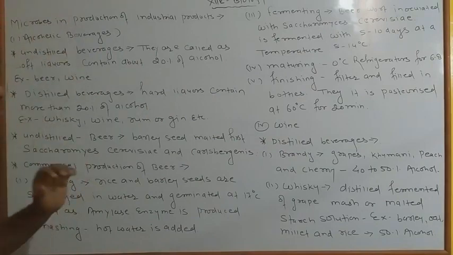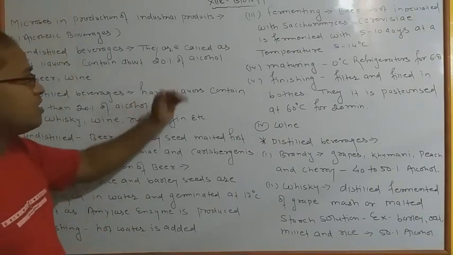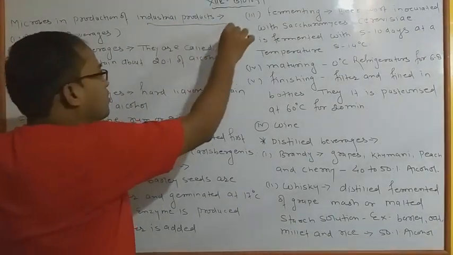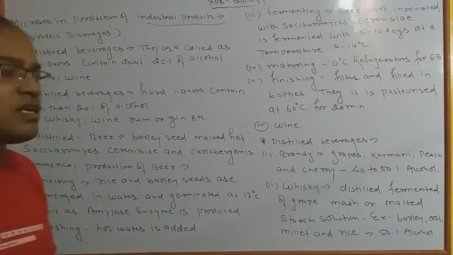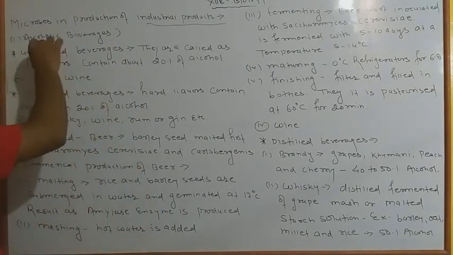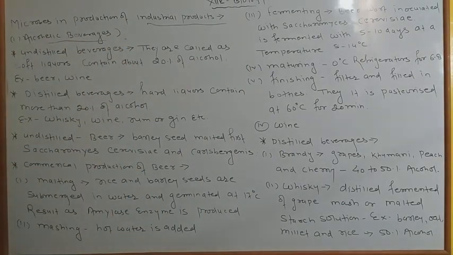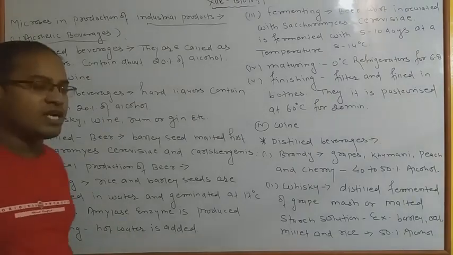So one by one we have to discuss how microbes are used in these industrial products. Okay, the use of microbes in industrial products is very large. Microbes are generally used for the preparation of alcoholic beverages, and we know the meaning of alcohol.